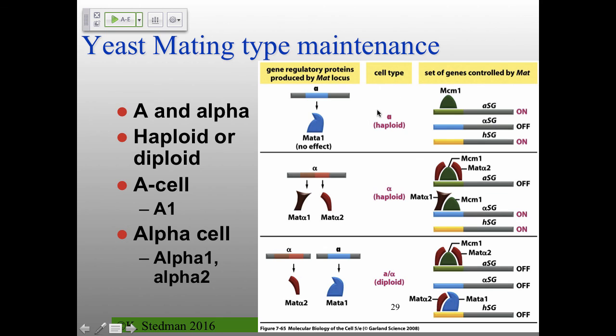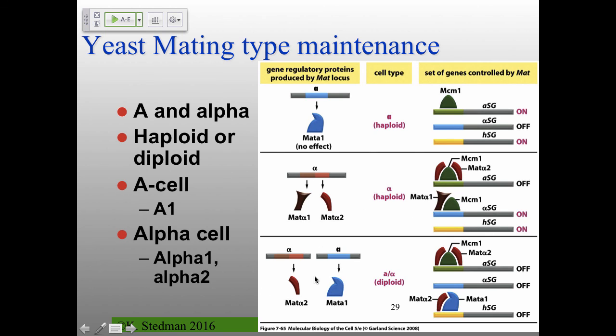You have an A type, which means that at the mat locus you have the A genes, which express MAT-A1. MAT-A1 actually has no effect on these mating type related genes. The A-specific genes are always on because of a separate protein here. Alpha-specific genes are off because they don't have stimulation of alpha-specific genes, and haploid-specific genes are also not being regulated by this particular protein. On the other hand, if you have an alpha cell where there are the two alpha gene regulators, those serve as repressors of transcription for the A-specific genes, stimulators of alpha-specific genes, and still for haploid-specific genes, there's no regulator whatsoever.